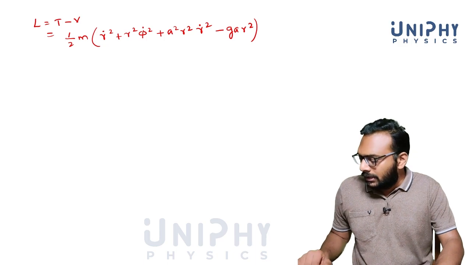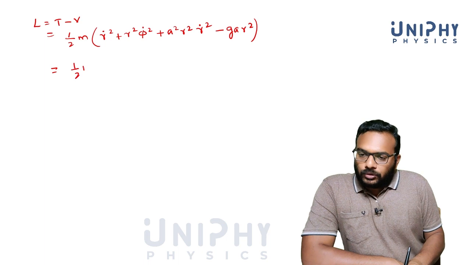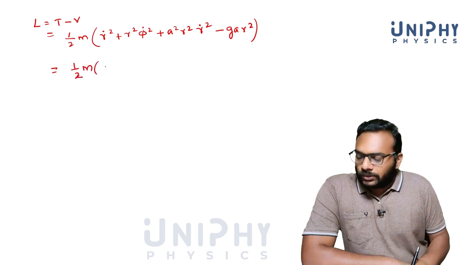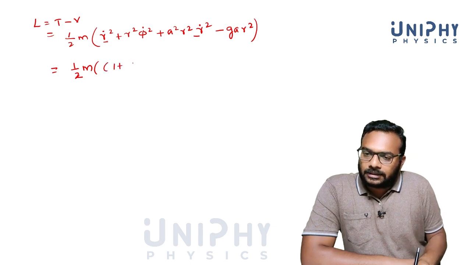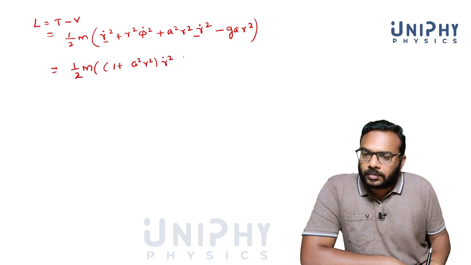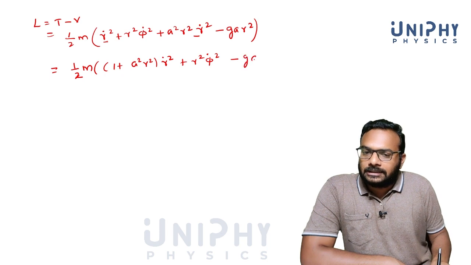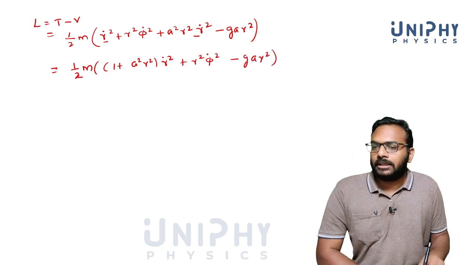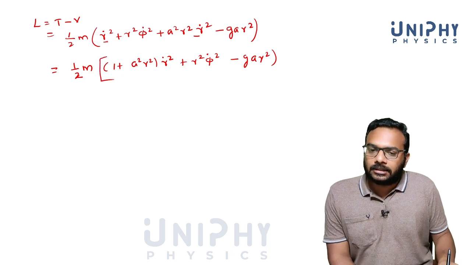And now we can maybe simplify this a little bit to match it with one of the options. So we can write this as, we can pull this r dot square outside from here. So that is 1 plus a square r square, and r dot square plus r square phi dot square, minus g a r square. So that is the Lagrangian of this system.